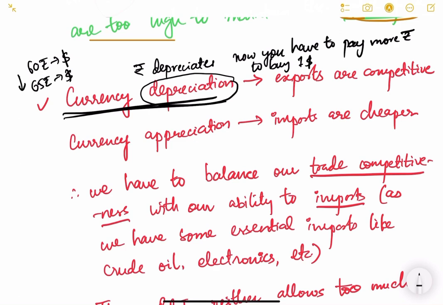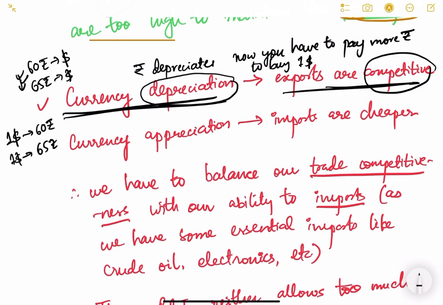Now whenever the currency depreciates, our exports become competitive. Why? Because now for foreigners, Indian goods become cheaper. Previously, with $1, say the exchange rate was 60, Americans could buy 60 rupees of Indian goods. But now with $1, they can buy 65 rupees of Indian goods. So Indian goods are becoming cheaper, and they can purchase 65 rupees of Indian goods with the same value of their domestic currency. Therefore, our exports become competitive. Our exports are supposed to increase whenever the currency depreciates.